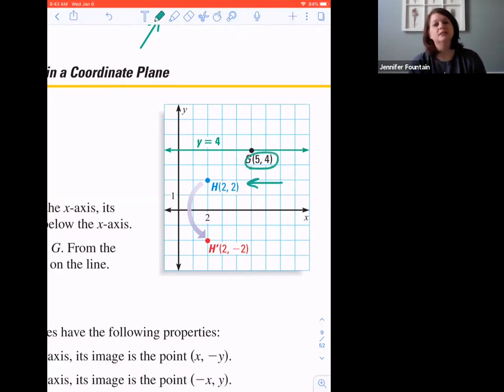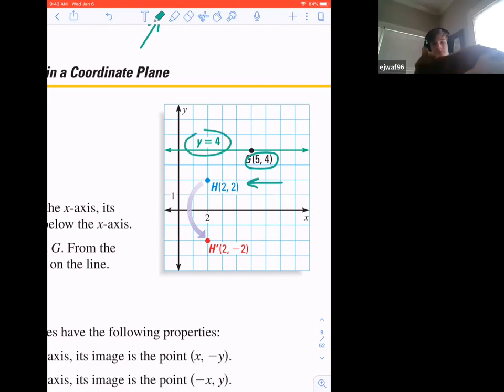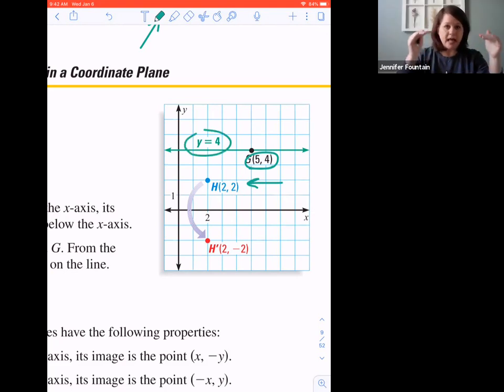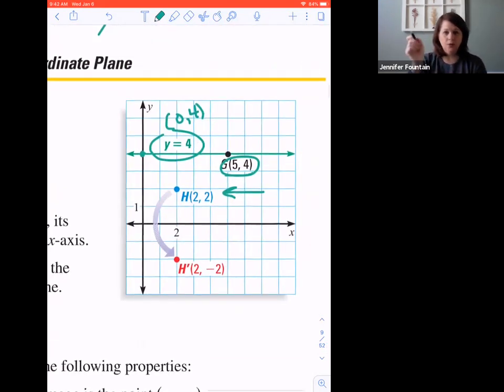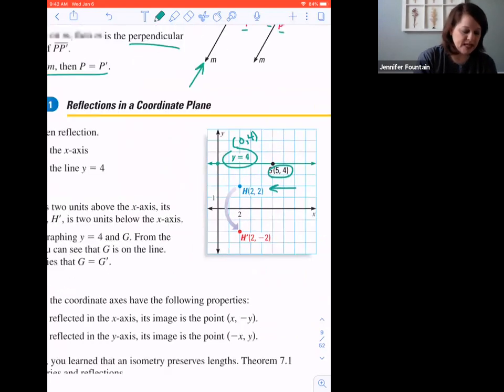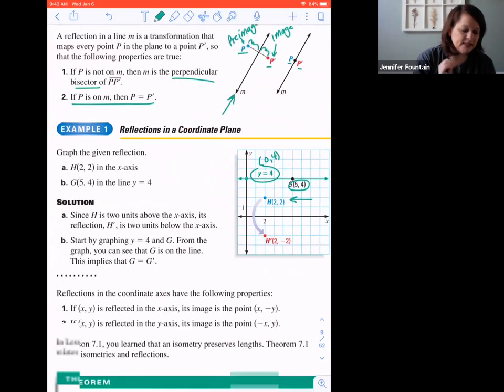I'm having to think about this. Remember when we were graphing lines in algebra? If we said y equals 4, that means I've got a horizontal line. Remember, y equals 4 means that 0, 4 is going to be the y-intercept, so that's right here. And I know that I've got a line running through horizontally.